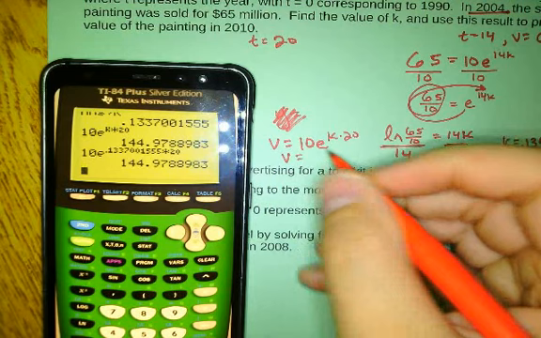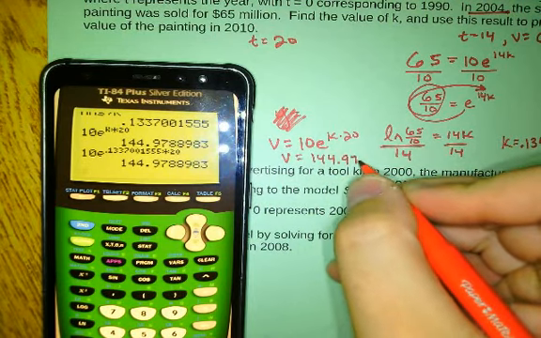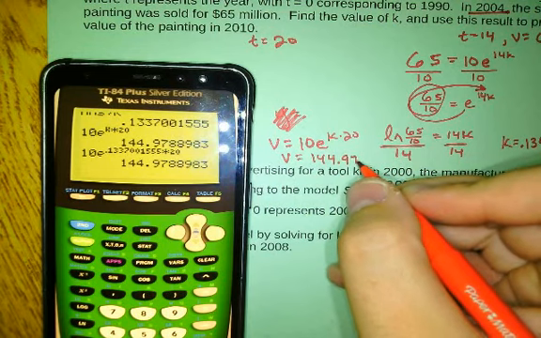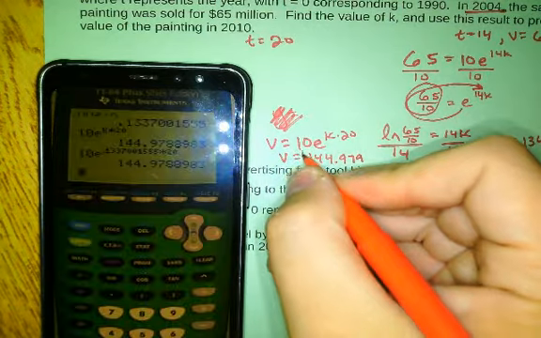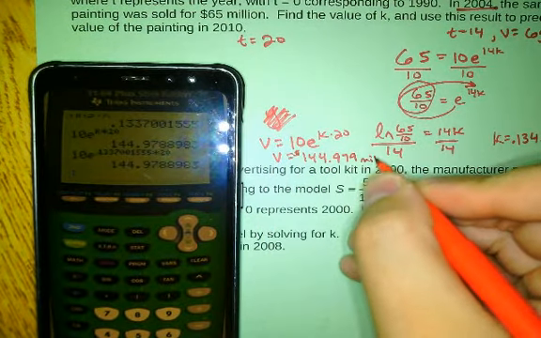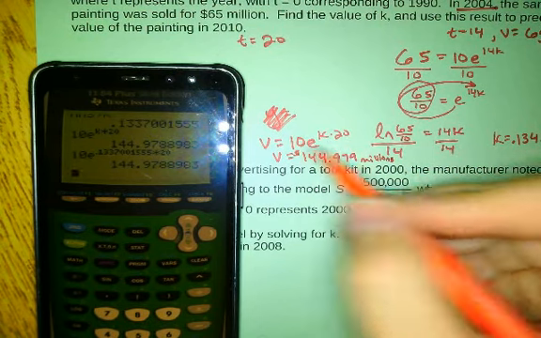So V is equal to 144.97. I don't really care. You want to round it? I want to round it, for sure. And this is millions of dollars. There it is.